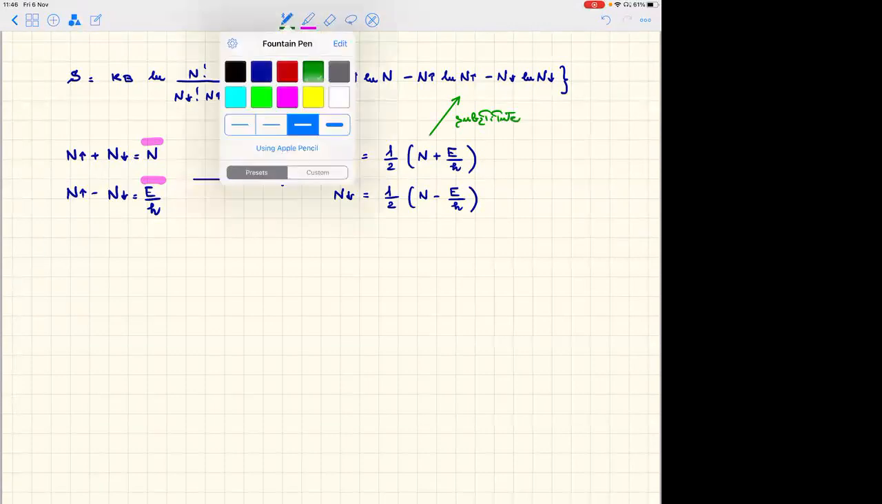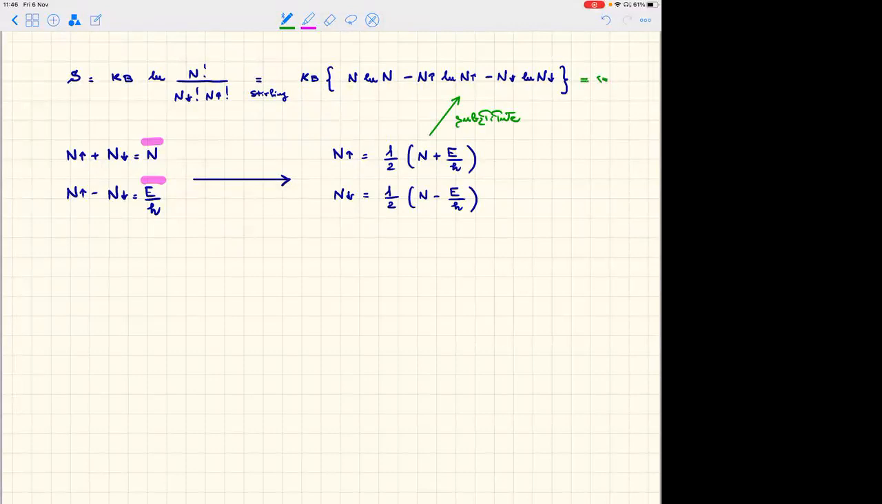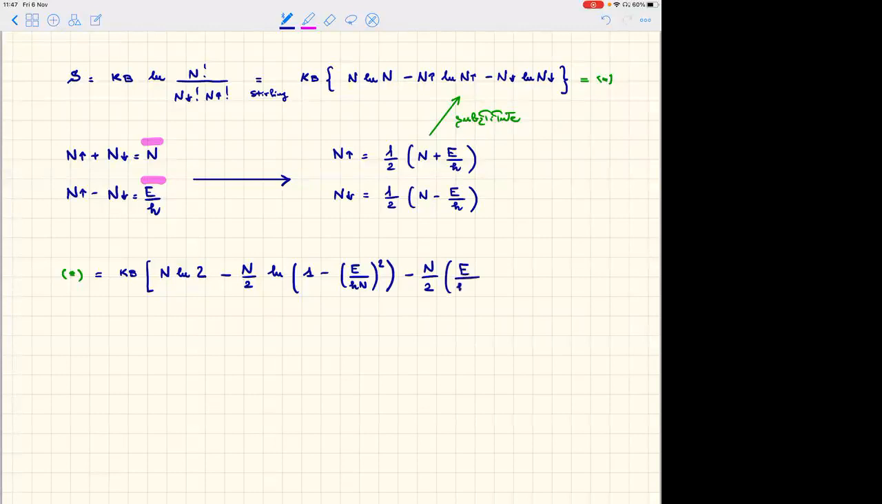what I get is the following: this is equal to k Boltzmann n log of 2 minus n over 2 log of (1 minus (E over hn) squared) minus n over 2 (E over hn) times log of (1 plus E over hn) divided by (1 minus E over hn).